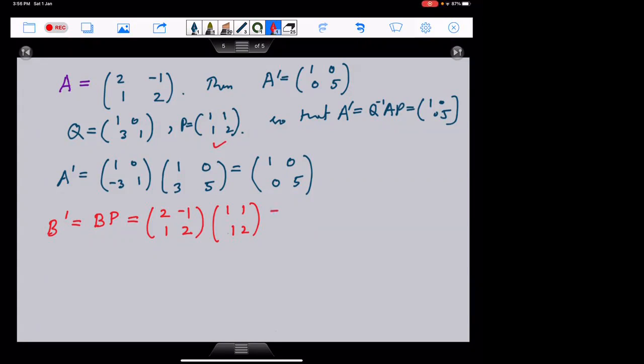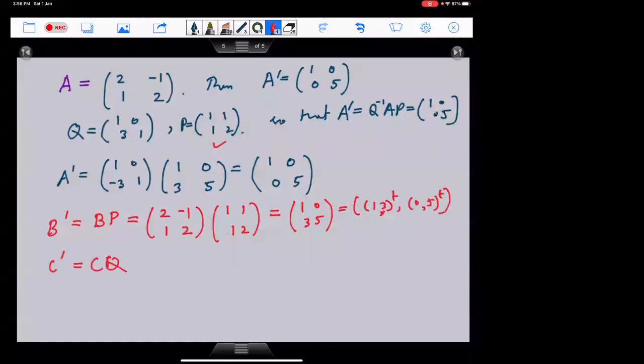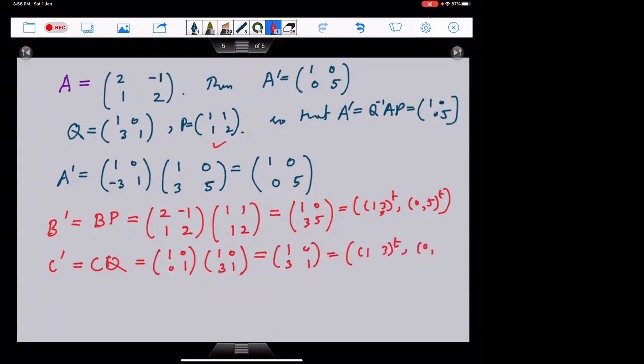Okay, so this is (1, 3) transpose and (0, 5) transpose, and C prime in the domain space is (1, 0; 0, 1), the basis of M, E1 E2. This matrix I'll multiply by Q. This is just the identity map, so no problem. I'll get just (1, 3; 0, 1), which I write as (1, 3) transpose, (0, 1) transpose.